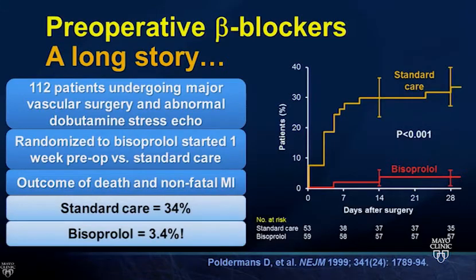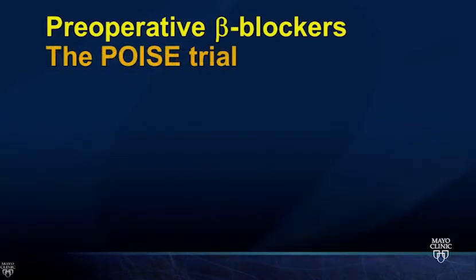And you can see on the outcome curves here a significant difference in event rates. So patients in the standard of care arm had a 34% event rate. Patients in the bisoprolol arm had a 3.4% event rate. Needless to say, the p-value was significant. Now, sometimes if data looks too good to be true, it might just be too good to be true. This was from Dr. Poldermans, and as many of you know, a lot of his results have come under significant question for research fraud. But there were other studies that also showed similar benefits to beta blockers in the preoperative setting. And then along comes the POISE trial.